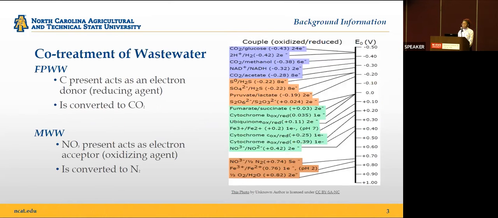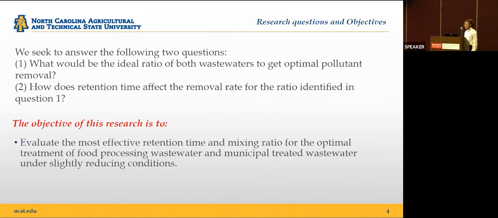In this co-treatment process of wastewater, we have the food processing wastewater, in which the carbon present will act as a reducing agent and an electron donor to convert carbonic products to carbon dioxide. Whereas in the municipal wastewater, we have nitrates being converted to nitrogen gas in the reduction process. And we can see this in our redox tower, and we see how both of these reactions will take place as well as their millivoltage value.